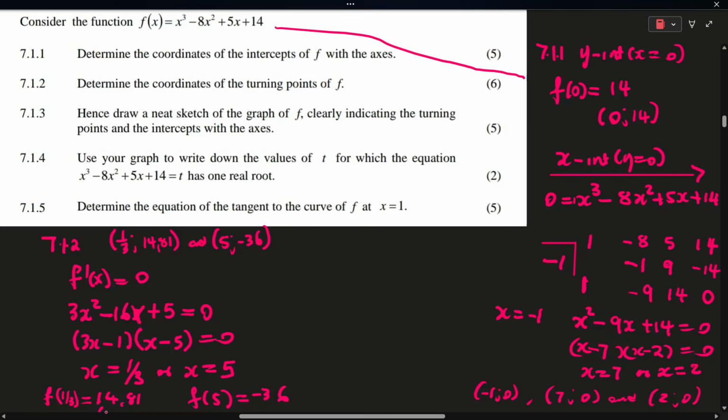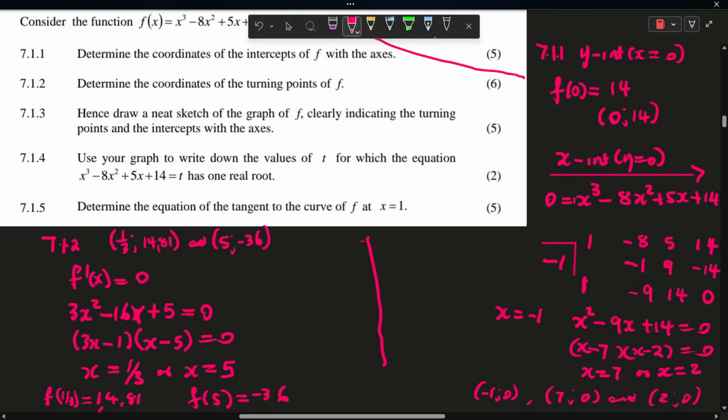Now the next question is, hence, draw a neat sketch of the graph of f, clearly indicating the turning points and the intercepts with the axes. All right. So in this case, we're going to draw our graph. Let me try to squeeze it here. Let's try to have something there. What are we having?